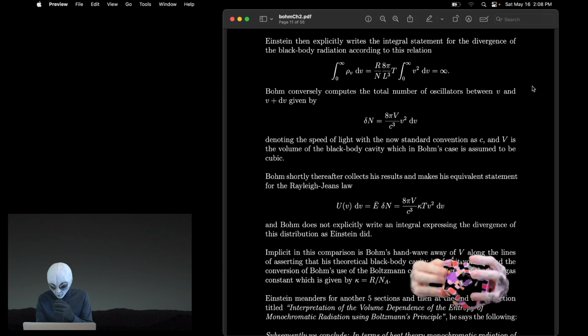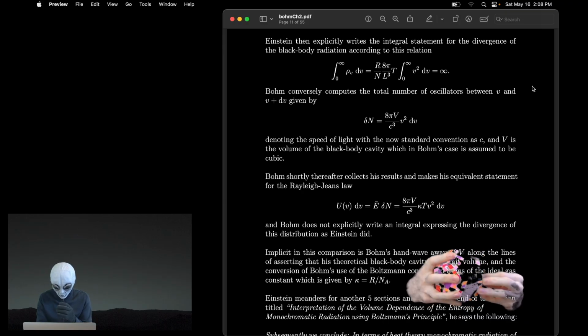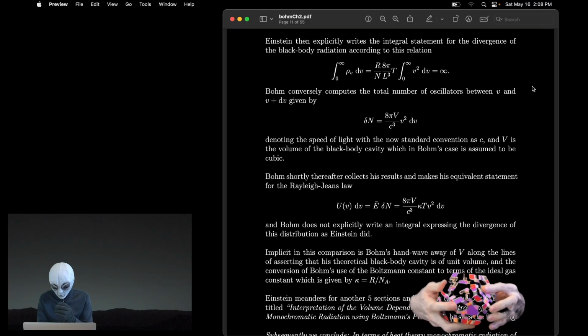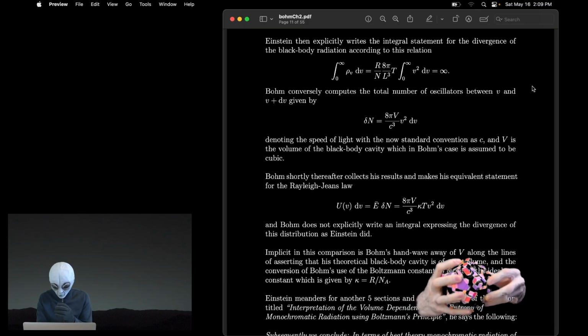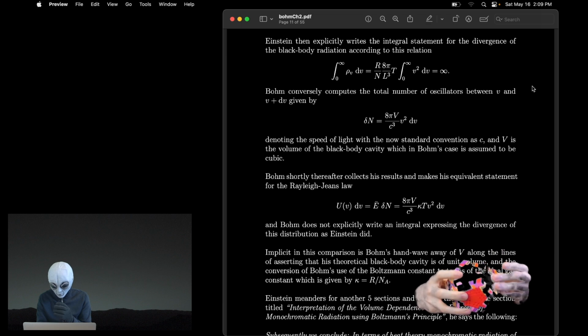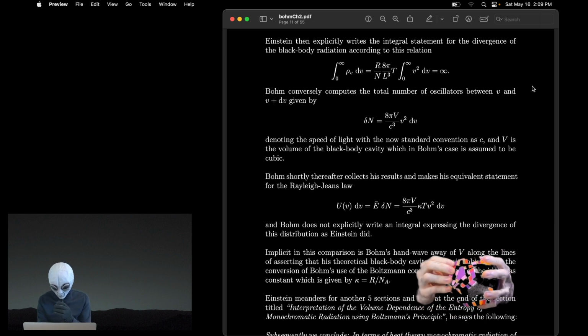Bohm conversely computes the number of oscillators between lowercase v and lowercase v plus dv given by delta capital N equals 8 pi times capital V over lowercase c cubed, then times lowercase v squared d lowercase v, denoting the speed of light with the now standard convention as lowercase c, and capital V is the volume of the black body cavity, which in Bohm's case is assumed to be cubic.